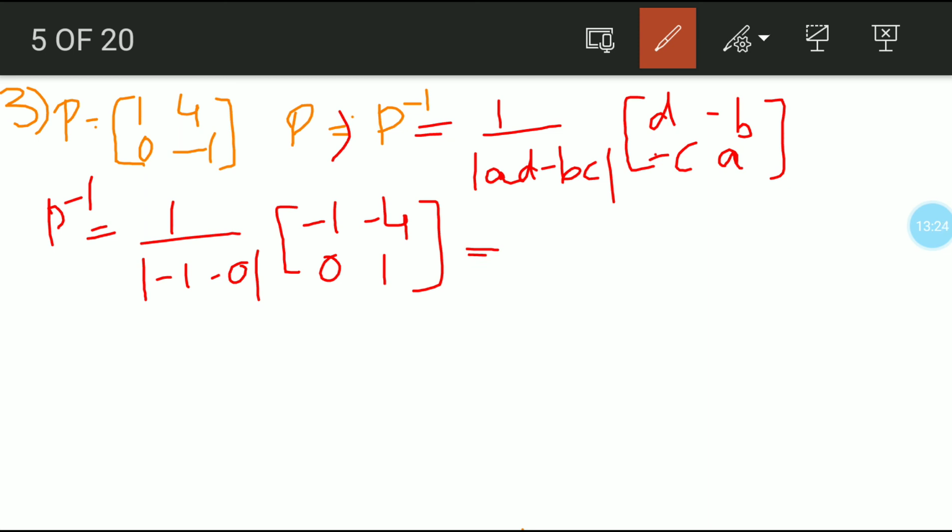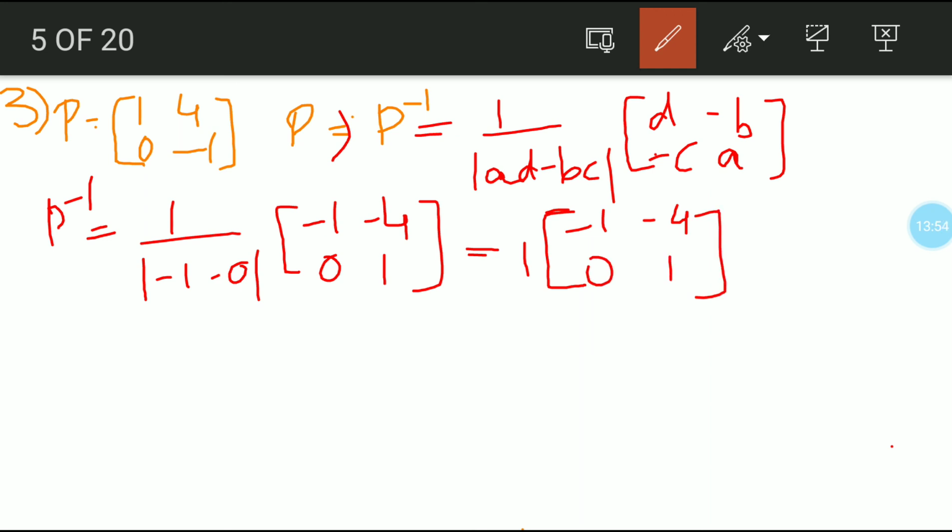Then it is going to be minus 1 minus 0, which means minus 1. Obviously, whatever is inside the mod, even if it is minus, it is going to be plus. I already explained. So it is 1 by 1 only, and no need to do anything. The answer is: 1 into, remember that, minus 1, minus 4, 0, 1.